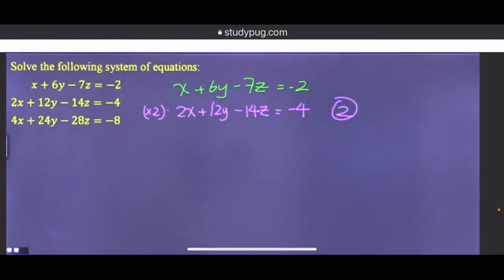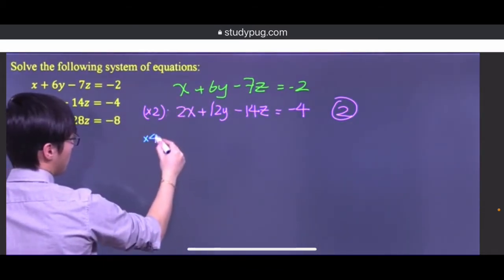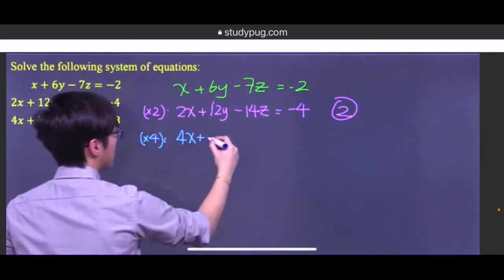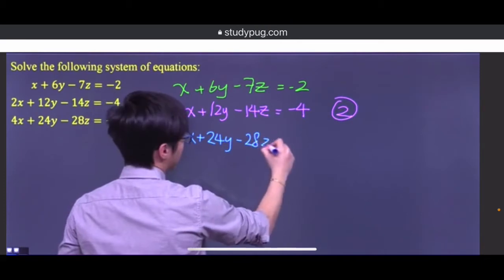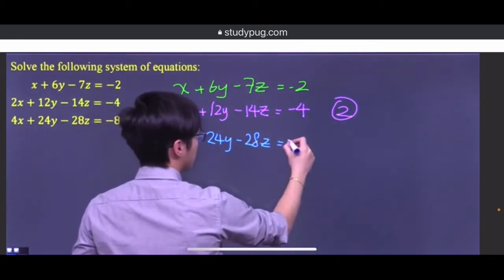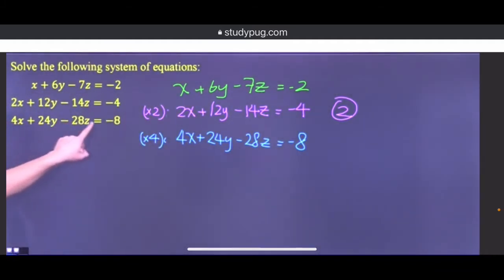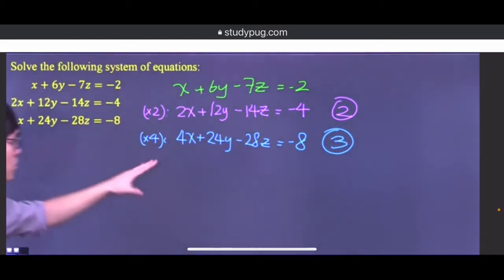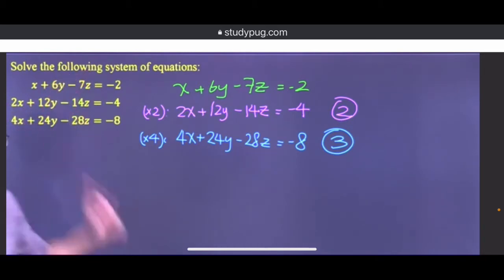All right, so now, if we were to multiply the first equation by 4, let's see what is going to happen. 4 times x, 4x. 4 times 6y, 24y. 4 times negative 7z, negative 28z. And 4 times negative 2, negative 8. Again, you see, 4x plus 24y minus 28z equals negative 8. So this is indeed the third equation, right? Just as we said, the second and the third equation are multiples of the first equation. So indeed, they are all the same equation.